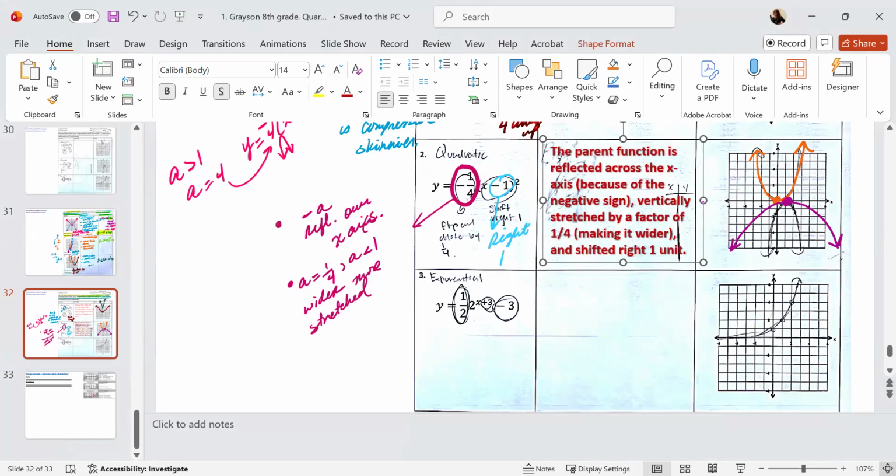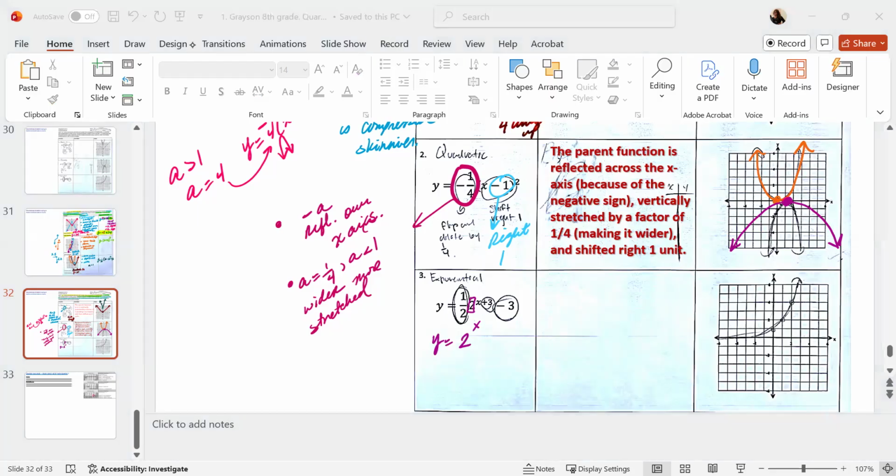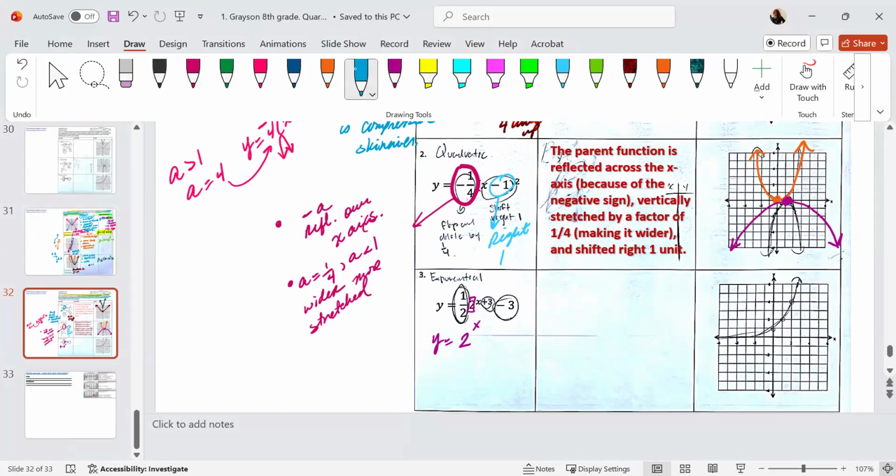Okay, number 3. This one is an exponential function, correct? This 2 is just the base. You don't change that because remember the parent function is y equals 2 to the x. Does that make sense? So that doesn't change anything with it, okay? But what does change is this 1/2. What does that do? A is smaller than 1, so A is going to be wider and stretched. Does that make sense? Okay. And then you have the 3. What does that 3 mean?